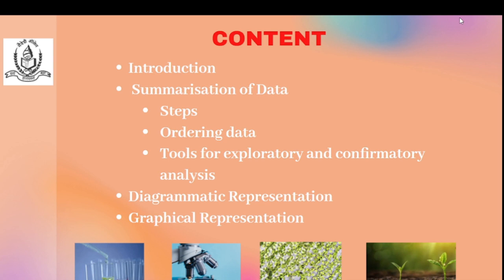In the first part, we introduced you all to the importance of summarization and ordering of data. We also discussed the steps which are involved in preparation of a frequency distribution table, which in turn is extremely important in ordering a raw data.